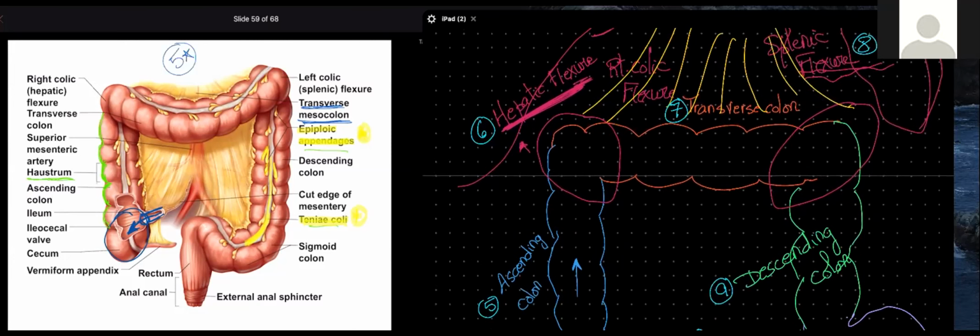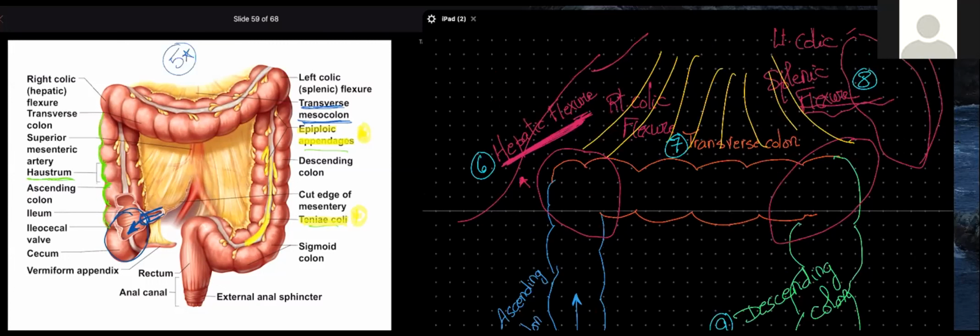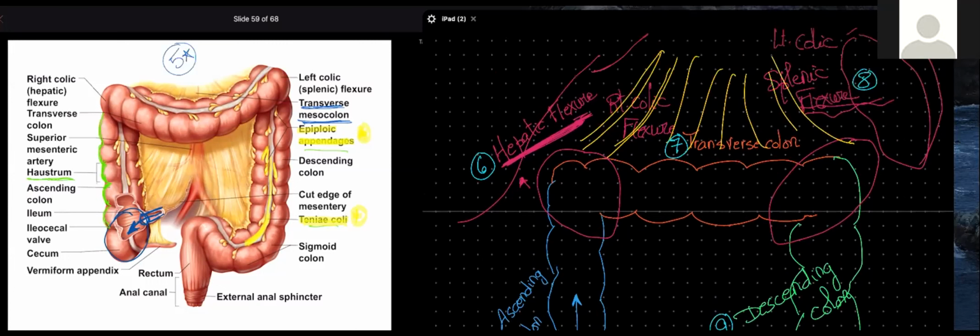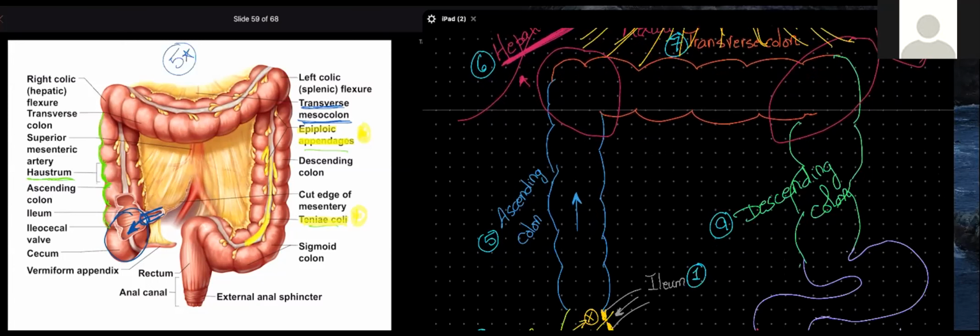Less important would be the transverse mesocolon, the haustra, and the least important for us would be the epiploic appendages and the tinea coli.